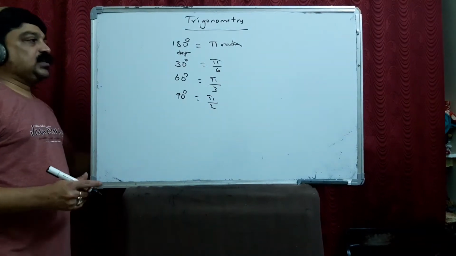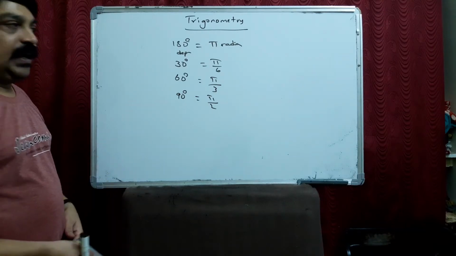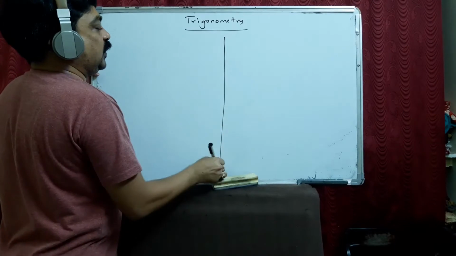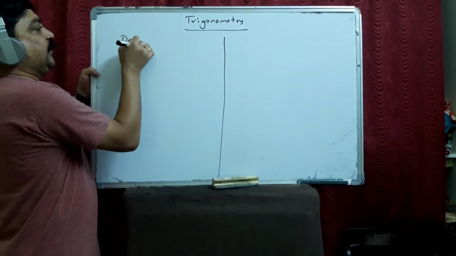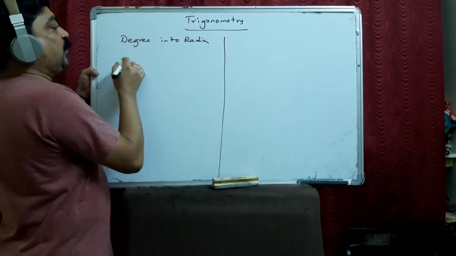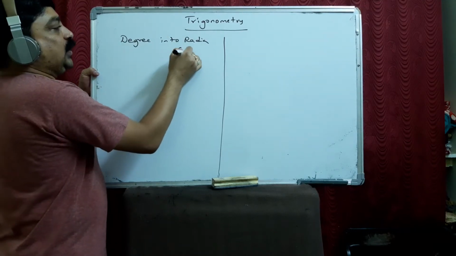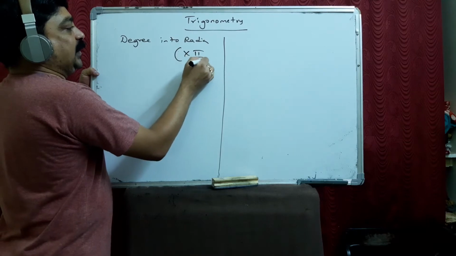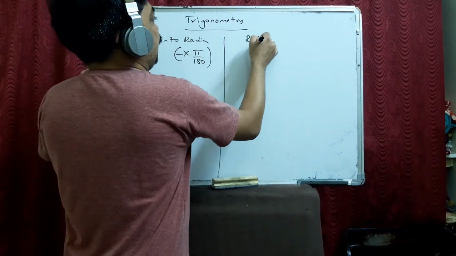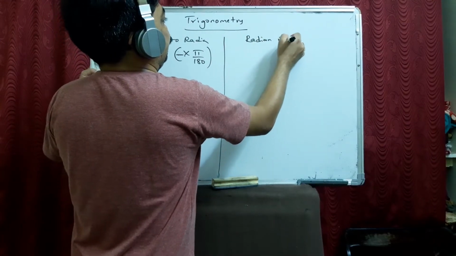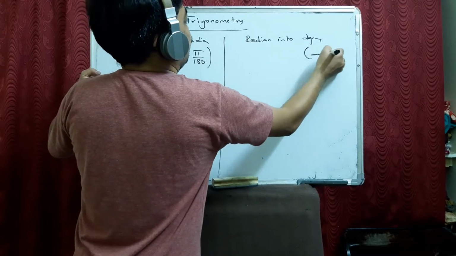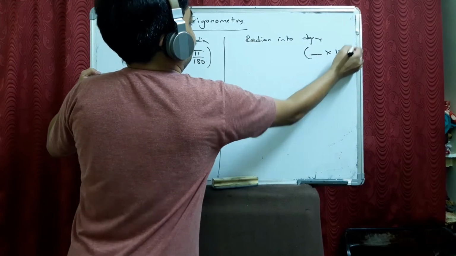Now, what is the process of conversion of degrees into radians? I'll tell you. If you want to convert a degree into radian, you have to multiply that particular value by pi by 180. If you want to convert radian into degree, you have to multiply that particular value by 180 by pi.